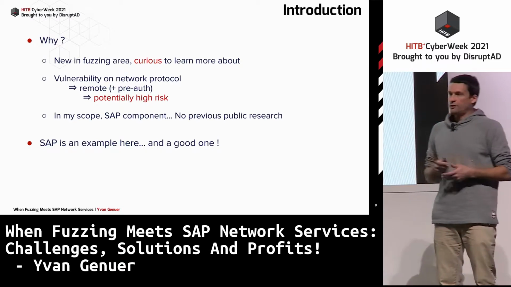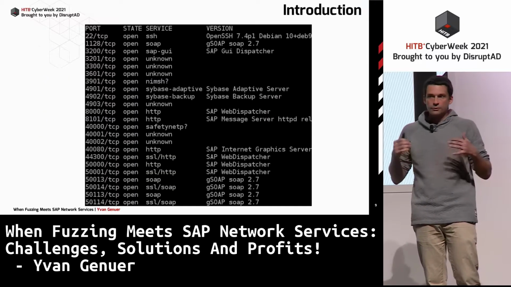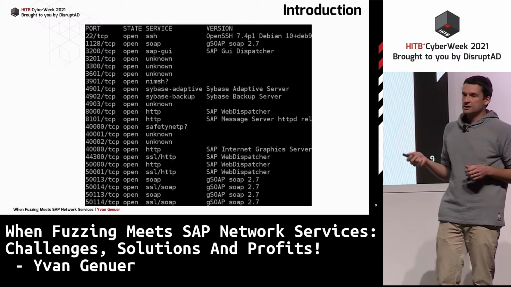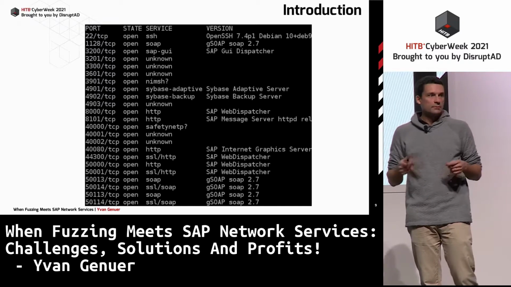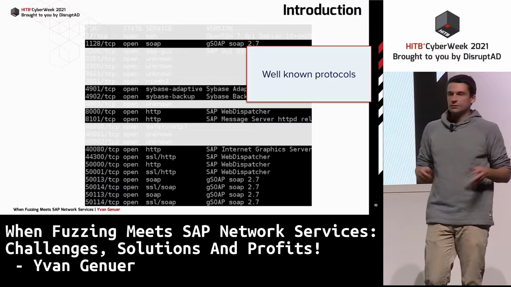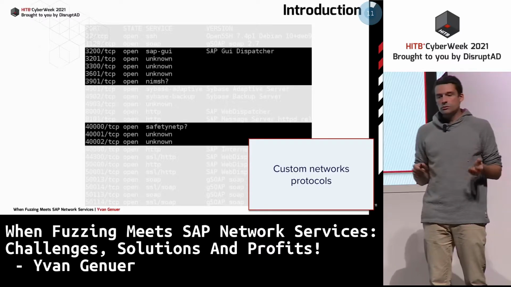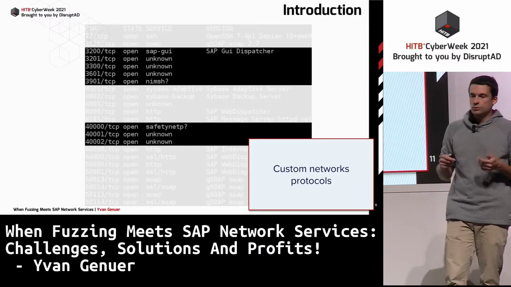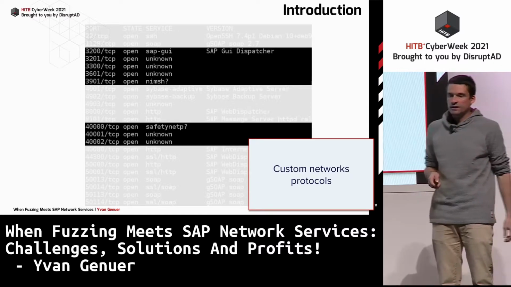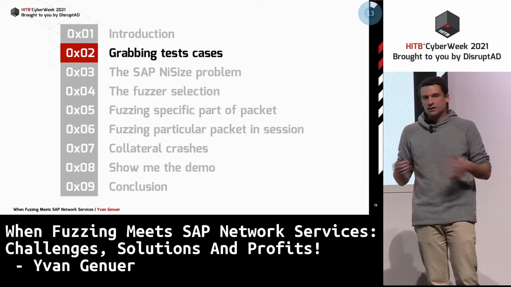And we think that SAP is a very, very good example, because when you scan an SAP system for the first time, you get something like that. This is for one system. All these ports are open by default. Of course, there are some very well-known services, like the HTTP server, but there are also a few other services which handle a custom protocol, that we can call a black box protocol. And here we will speak about Enqueue services, IGS, etc.